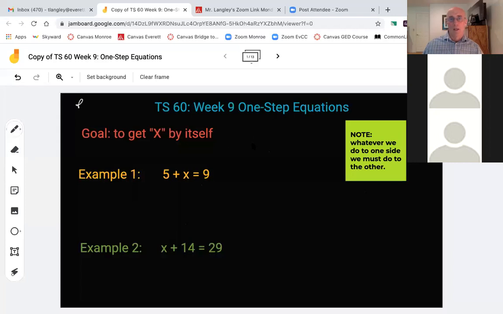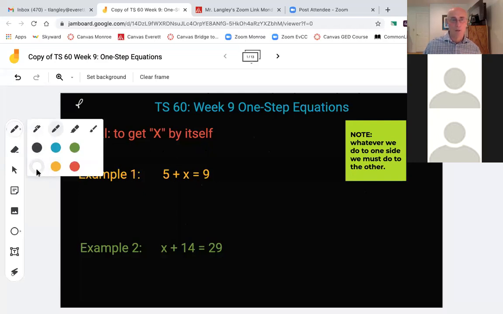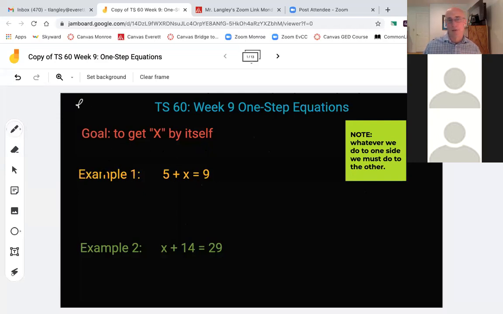All right, so I just mentioned to you that we're trying to get X by itself, okay? We were just talking about that. So what I'd like you to do is write down in your notes, example one. Let's just do one at a time here, and I'll walk you through the math. So you have 5 plus X equals 9, okay? And then I have a note over here on the far right that says, note, whatever we do to one side, we must do to the other side, okay?